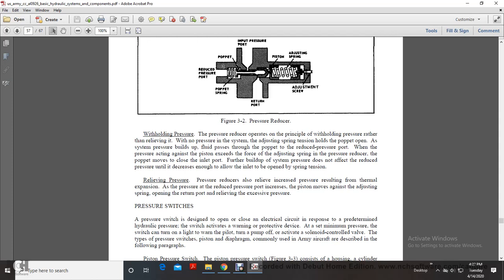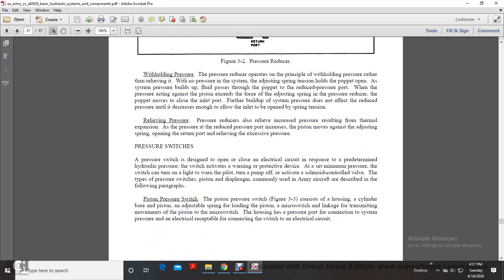poppet moves toward the inlet port with further buildup. The piston pressure does not affect the reduced pressure until it decreases enough to allow the inlet port to be opened by spring tension. Relieving pressure.